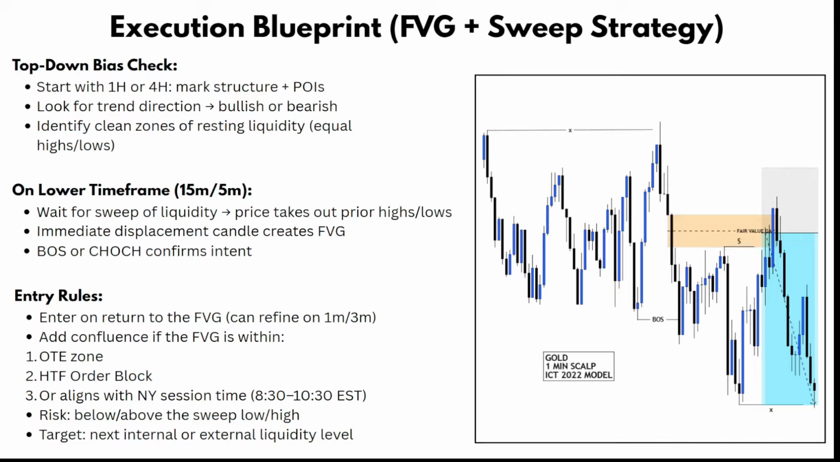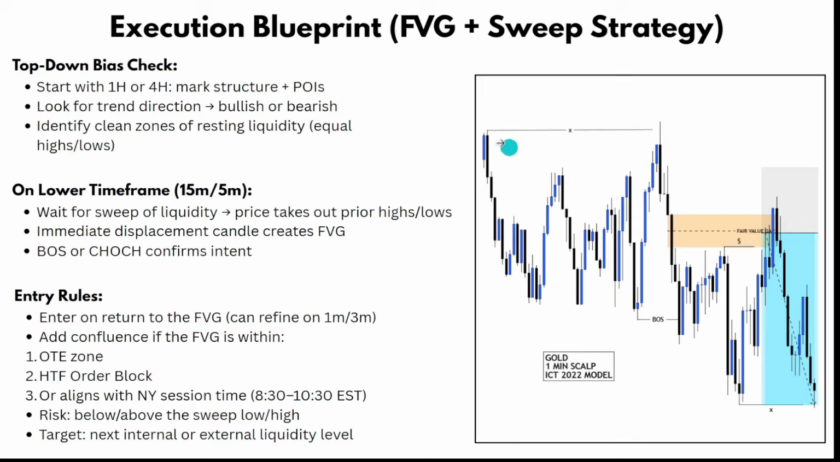For the risk, we always place our stop loss below or above the prior sweep low or high. And for our target, we're targeting the next internal or external point of liquidity level. Let's get into this schematic right here, right? So I can just explain this right here.